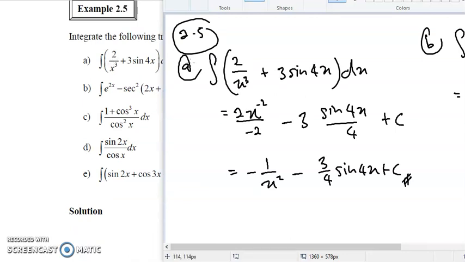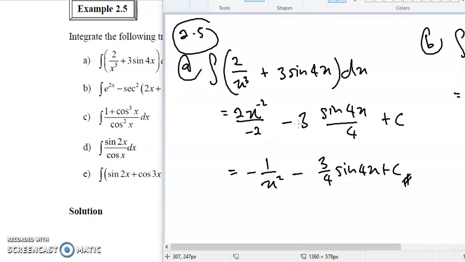So if you look at it, you are going to integrate 12 over x cubed plus 3 sin 4x with respect to x. Please refer to the formula. So you'll have negative 1 over x squared. Yang ini kalau tak fasih tu, sila fasihkan lagi. Please make sure you integrate smoothly in this one.